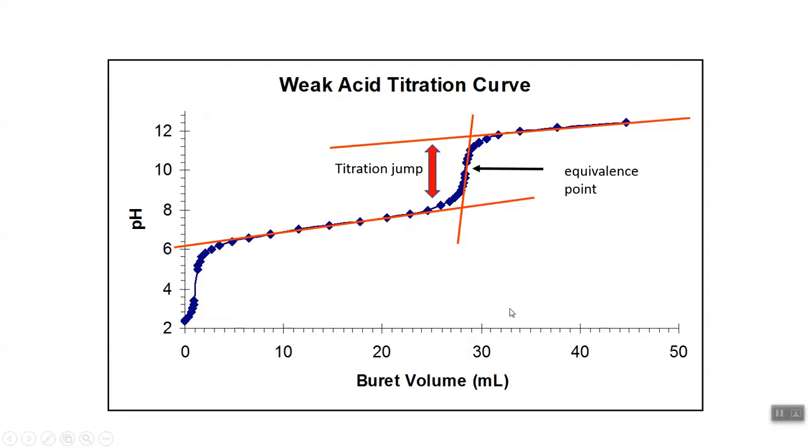This graph shows a typical titration curve of a weak acid. The red region around here is the titration jump. We call it the instant change in the titration curve when a small amount of titrant is added. Here is the equivalence point, the steepest part of the titration curve.